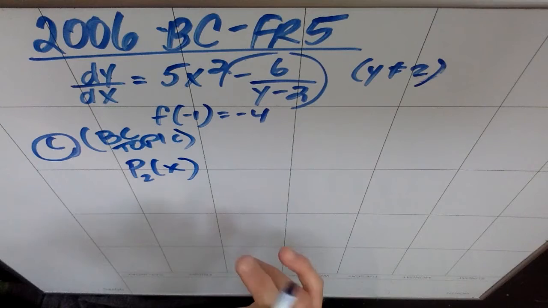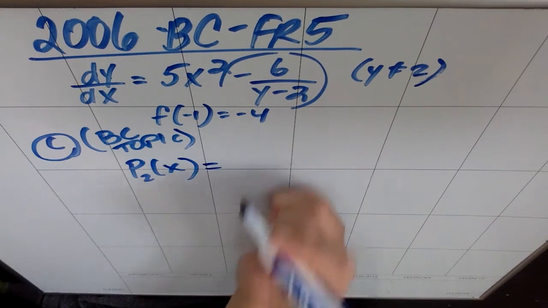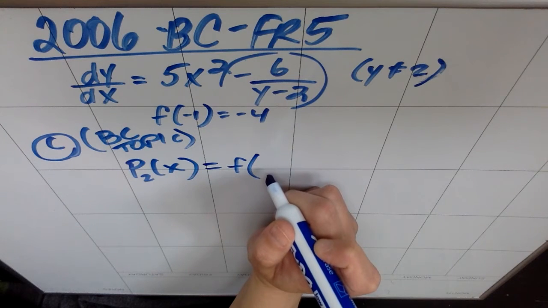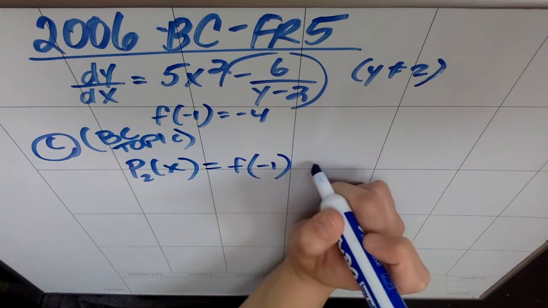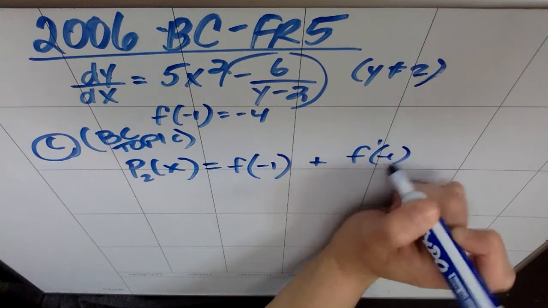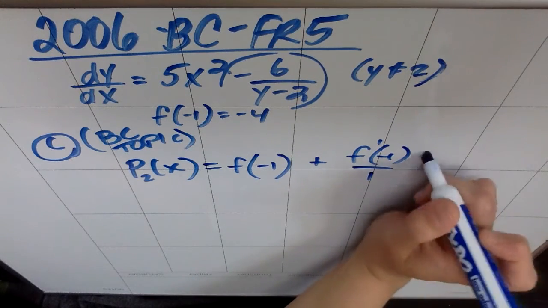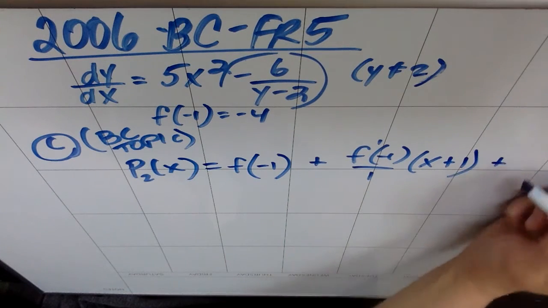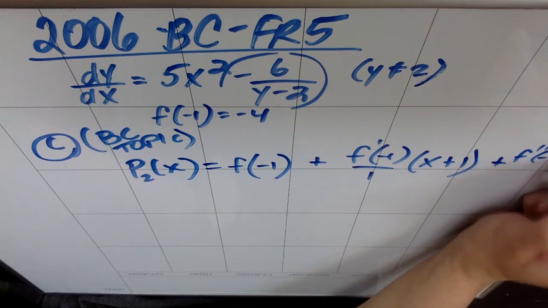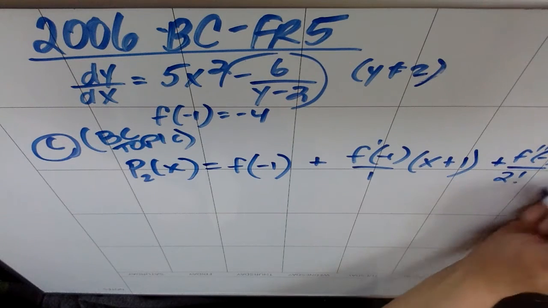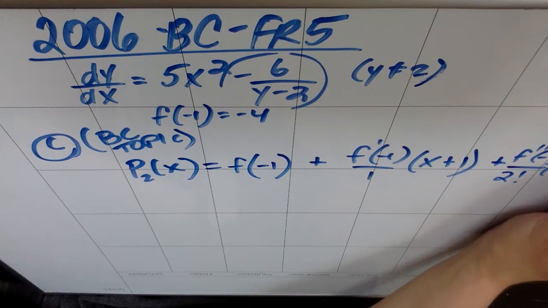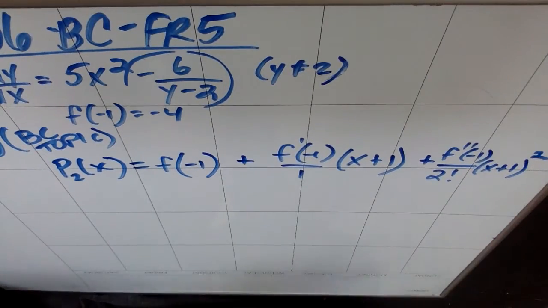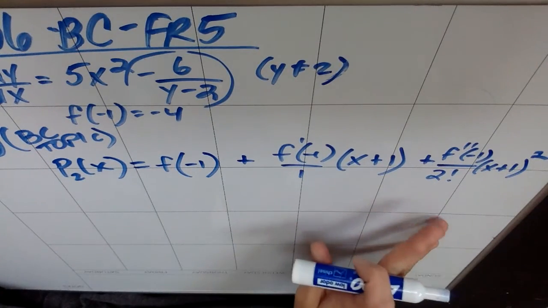So what that's going to be, they want about -1: f of -1, plus f prime of -1 over 1 factorial, so we can just ignore it, times x minus a -1, so x plus 1 to the first, plus f double prime of -1 over 2 factorial times x plus 1 to the second. Let me inch so you can see it, because I did a bad job. So that's what I want. That's the definition of this Taylor polynomial.